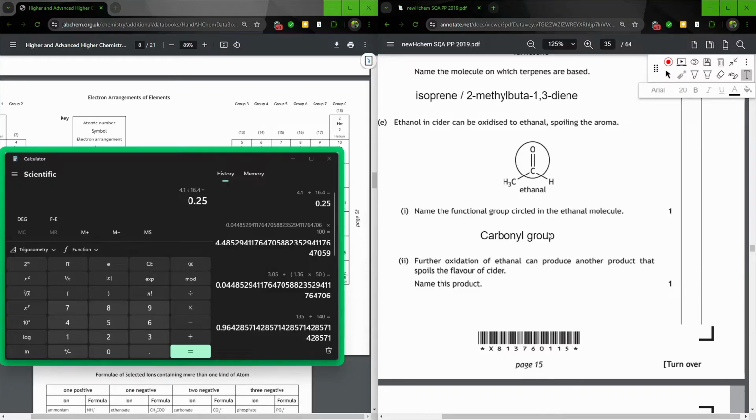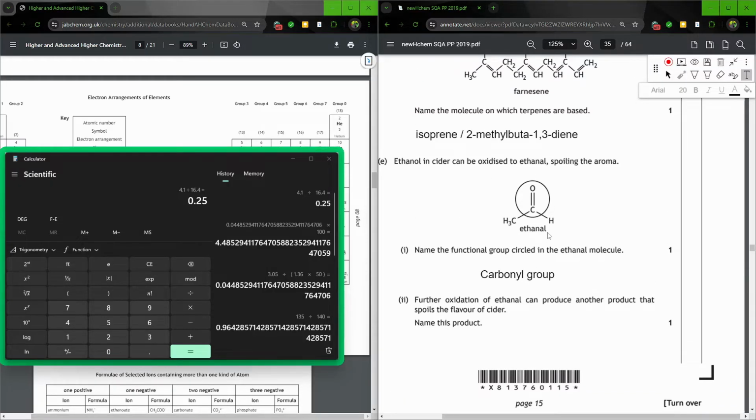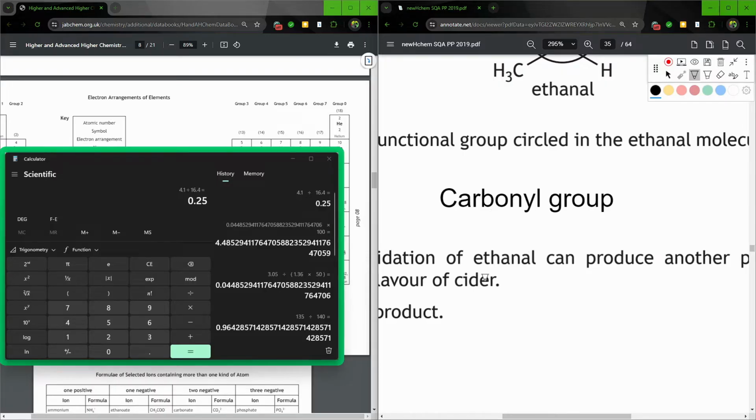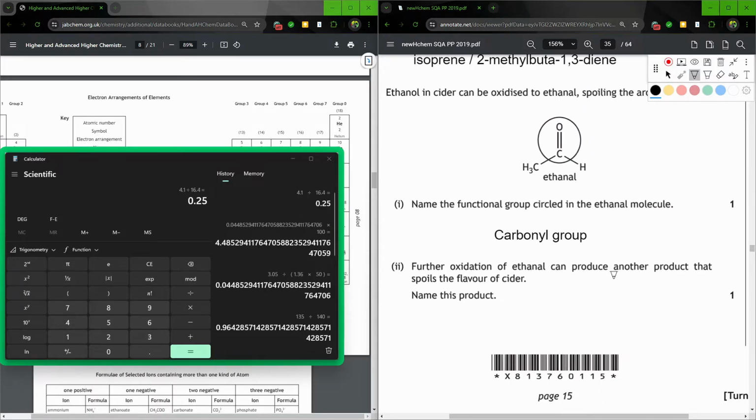Further oxidation of ethanol can produce another product that spoils the flavor of cider. So name this product. Well, it's ethanol, so that means you can actually oxidize this even further into an acid. That acid is sour, so it would ruin the taste of cider because it's nice and sweet. So we're just going to write ethanoic acid.